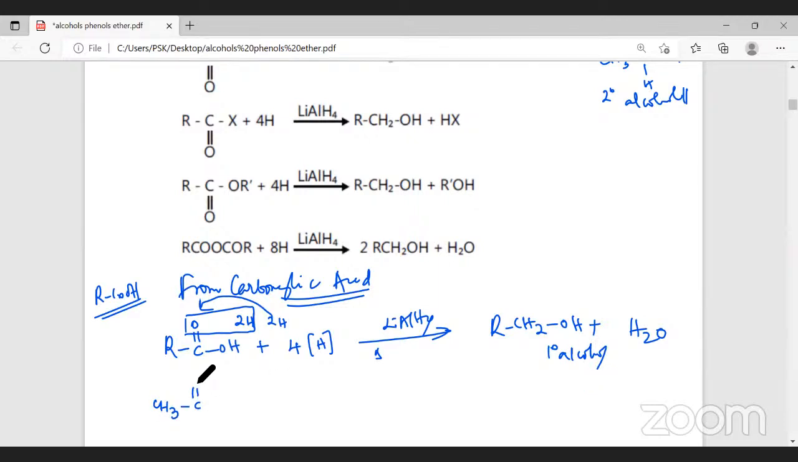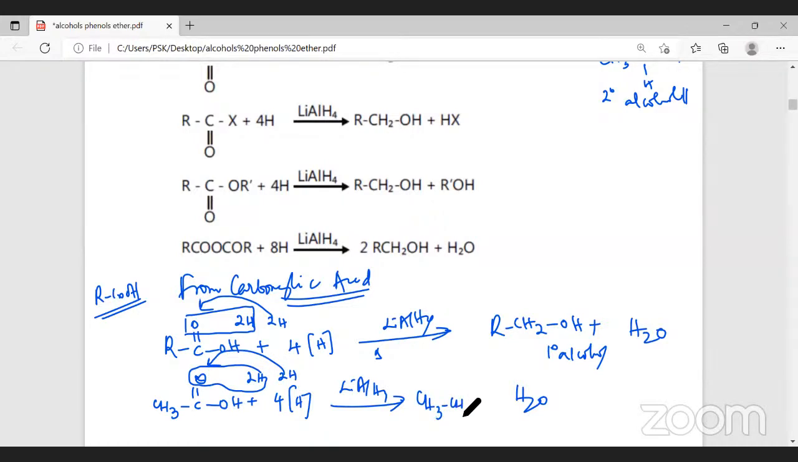Take an example, acetic acid. When you reduce acetic acid using lithium aluminum hydride, I can write this as 2H and 2H. Hydrogen and oxygen get eliminated as water. In place of these two oxygens, two hydrogens go. So you get CH3CH2OH. This is a primary alcohol, and this is ethanol. Did you follow this?